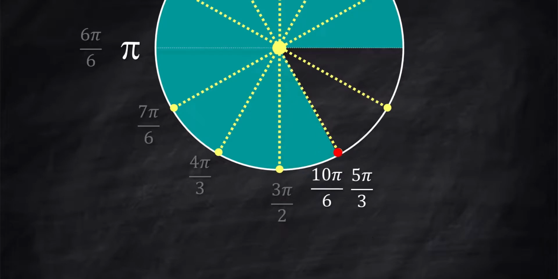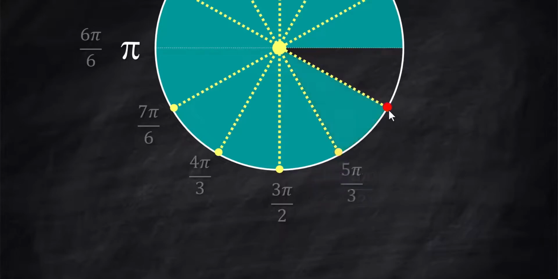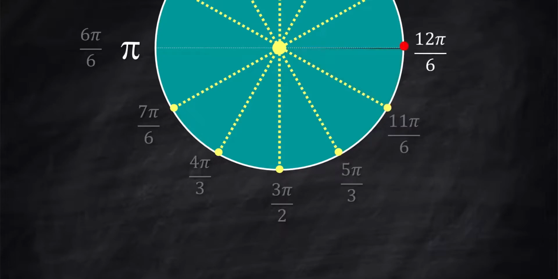There it is. If you're following the pattern, you know what the next guy is going to be. 11 pi over 6, already in lowest terms. We don't have to do anything more with that. And if we close this circle, we end up at 12 pi over 6, which reduces to 2 pi, which is what we expected, right?